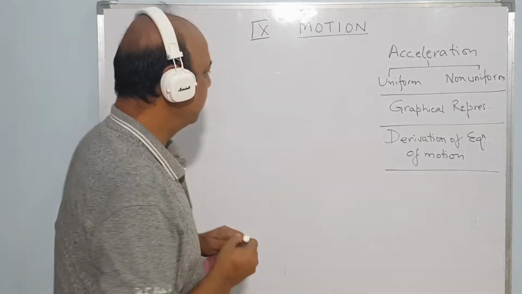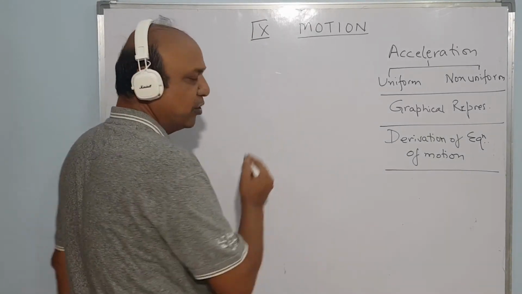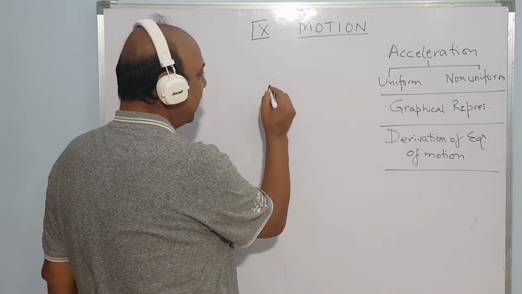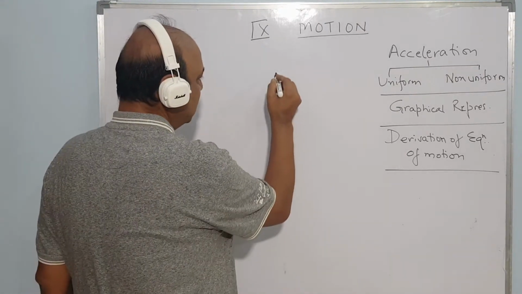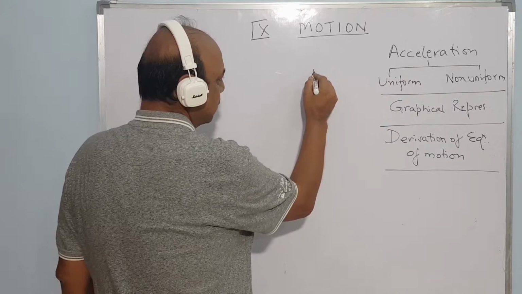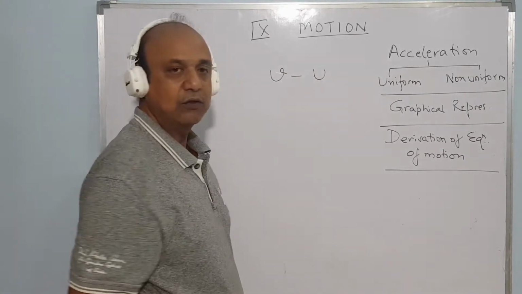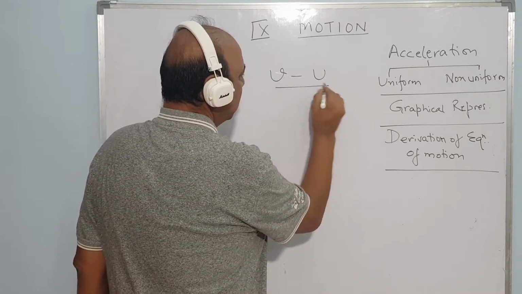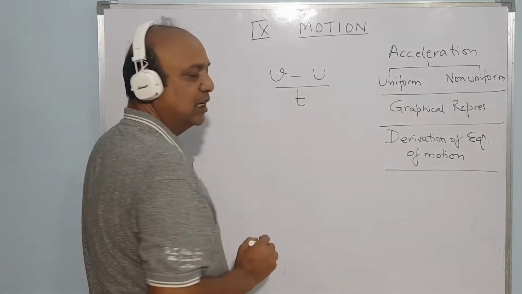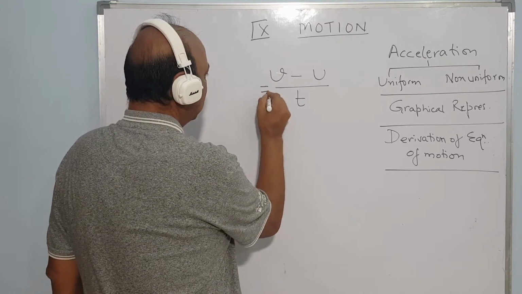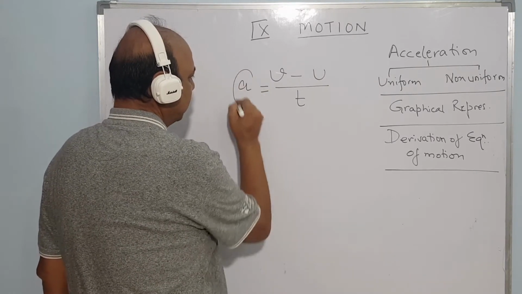Way today. जब हमने acceleration को define किया था, we said rate of change of speed. That means if u is my initial speed, v is my final speed, so change of speed is v minus u, divided by t is the rate of change of speed, that is called acceleration.